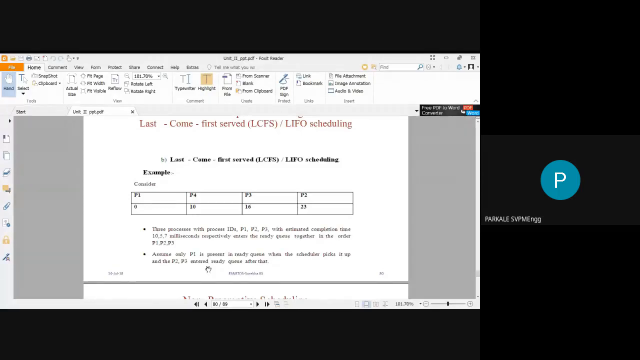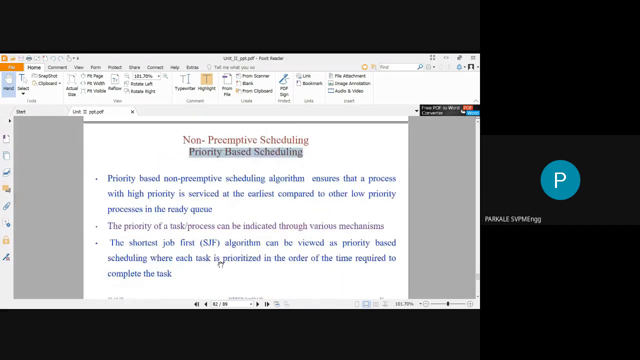Now out of these four tasks, your CPU will first take the task or process which has the higher priority. That is, it will first take P1, then P2, then P3, and then P4. So this is the sequence followed by the scheduler if you use priority-based scheduling.